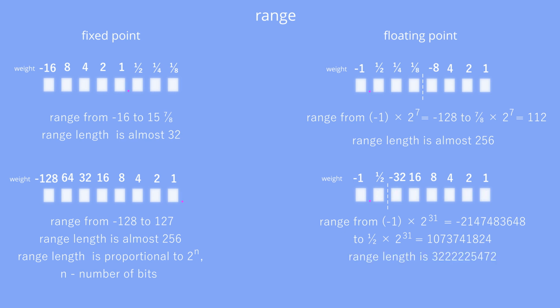In the second example, we have 2 bits for mantissa and 6 bits for exponent. We can see the great difference from the additional 2 bits for the exponent. In floating point, range length is proportional to 2 to the power of 2 to the power of n, where n is the number of bits of exponent. Now let's talk about storing extremely large and extremely small numbers, the second advantage of floating point.